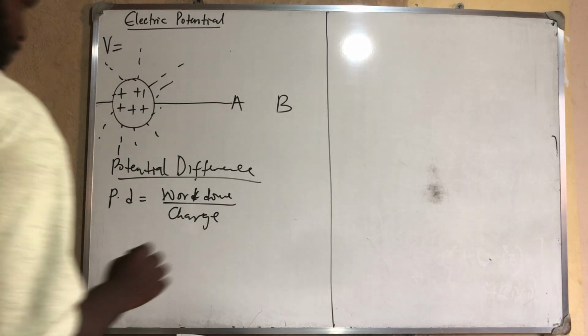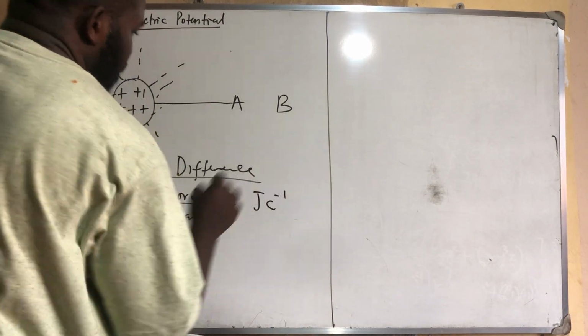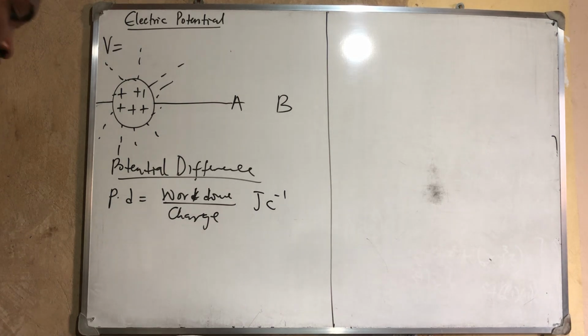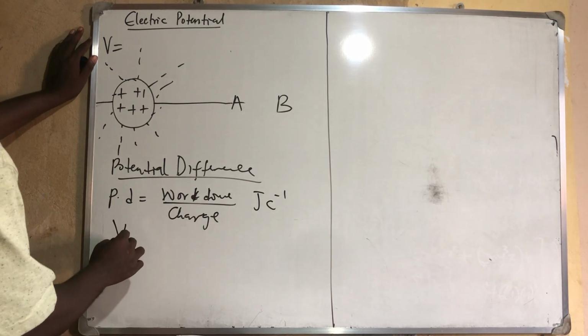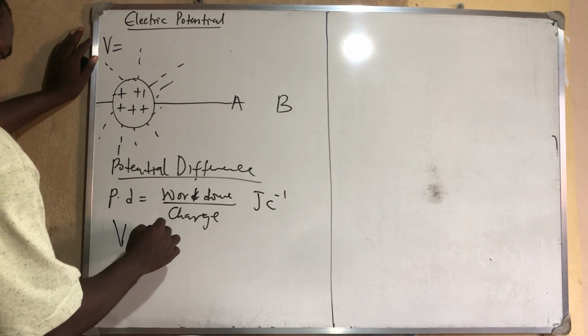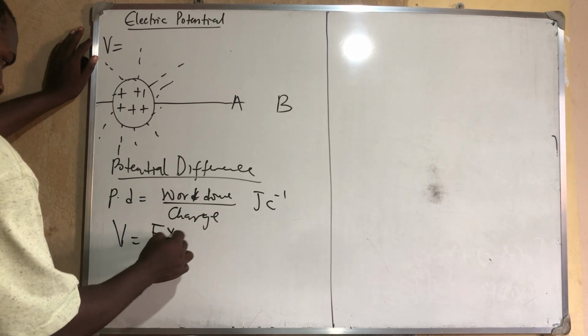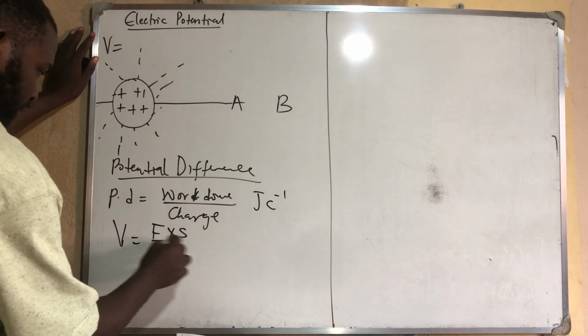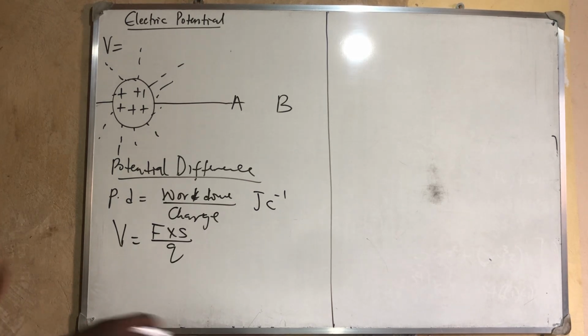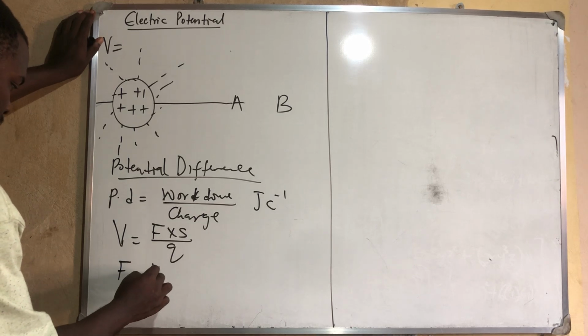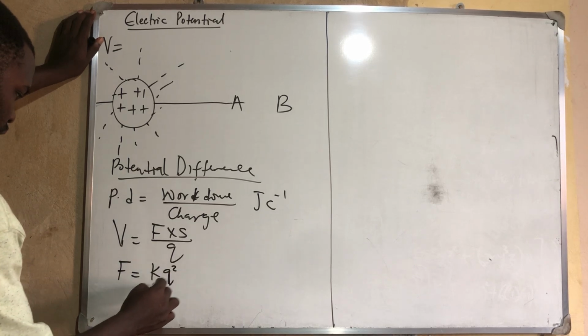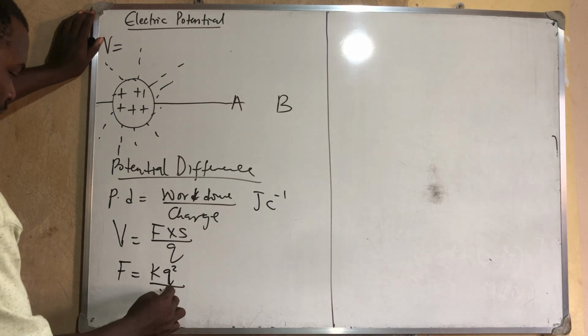Potential difference is work done per unit charge, so it is measured in joule per coulomb, because work done is measured in joule and charge is measured in coulomb. So don't forget, potential difference is represented with V. V is equal to work done, and work done is force times distance, divided by the charge. But don't forget that the formula for your force is equal to KQ squared over R squared. That is your force.